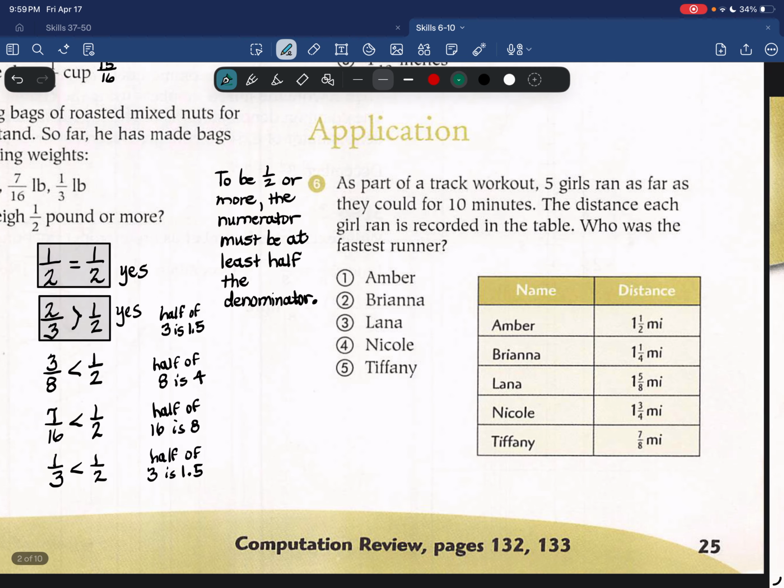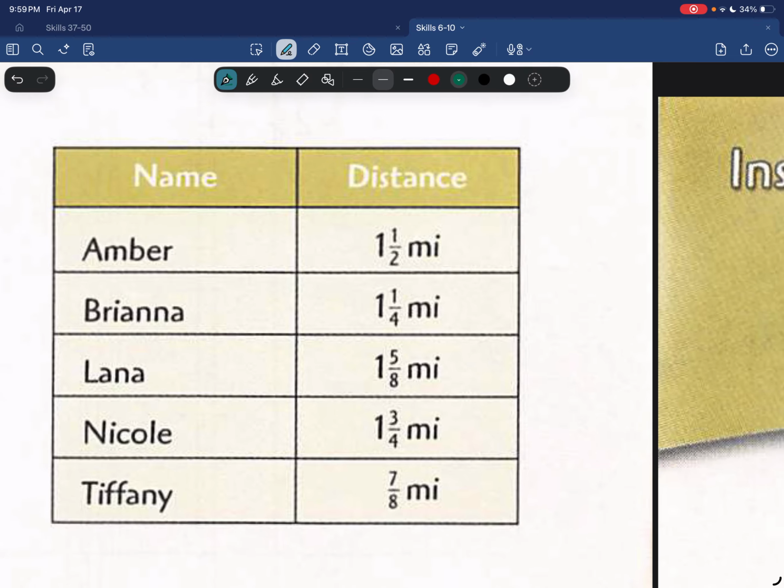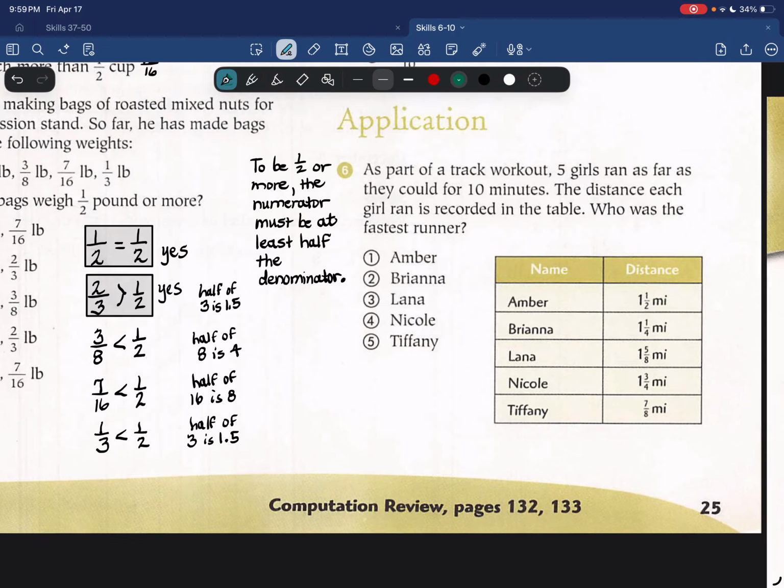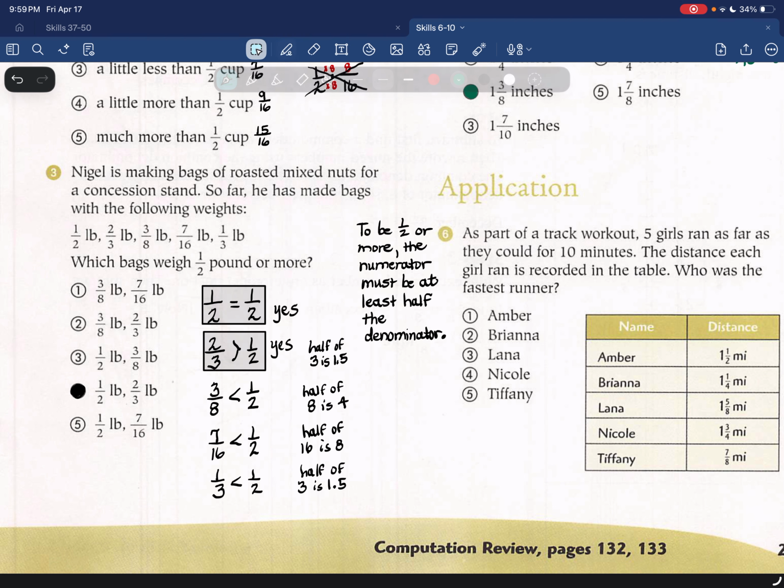So for this one, we are going to have to get a common denominator. And I'm going to try to squeeze it in right here. Let me move this.